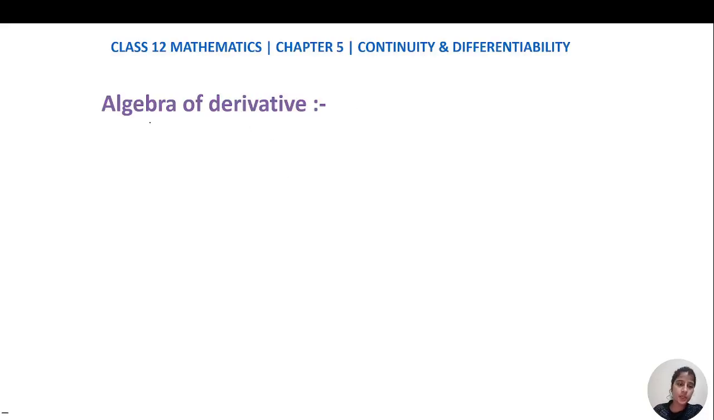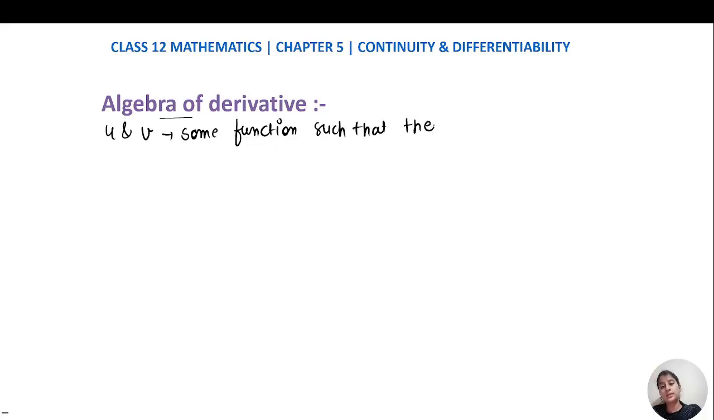Now it's very important, the algebra of derivatives, because it will help us find the differentiation of some other functions by using the differentiation of some known functions. Now let's say u and v are some functions such that they are differentiable.